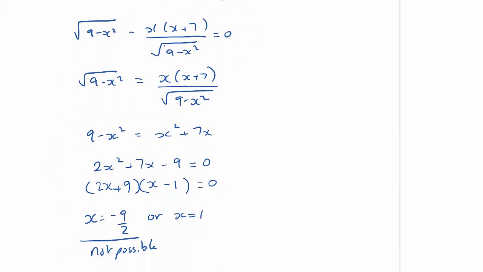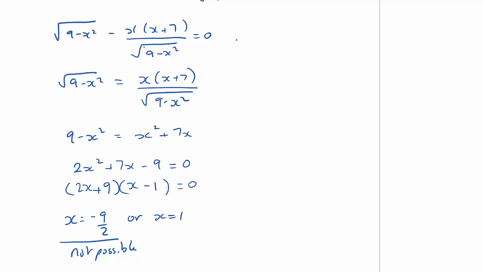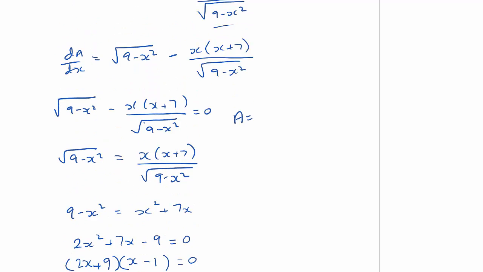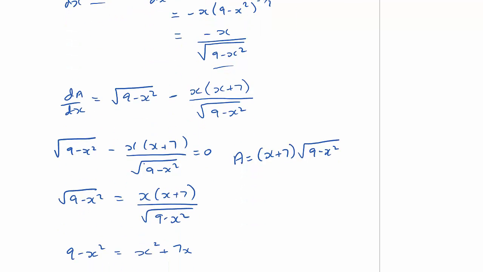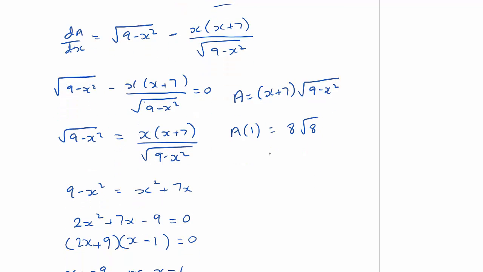So we wanted the stationary value of A. So A, remember, is x plus 7 square root 9 minus x squared. So A, when x is 1, is equal to 8 square root of 8. And I'm not sure we'll get pinged for this, but root 8 is root 4 root 2. We should write it as the simplest possible surd is my point. That would be 2, so it's going to be 16 root 2.